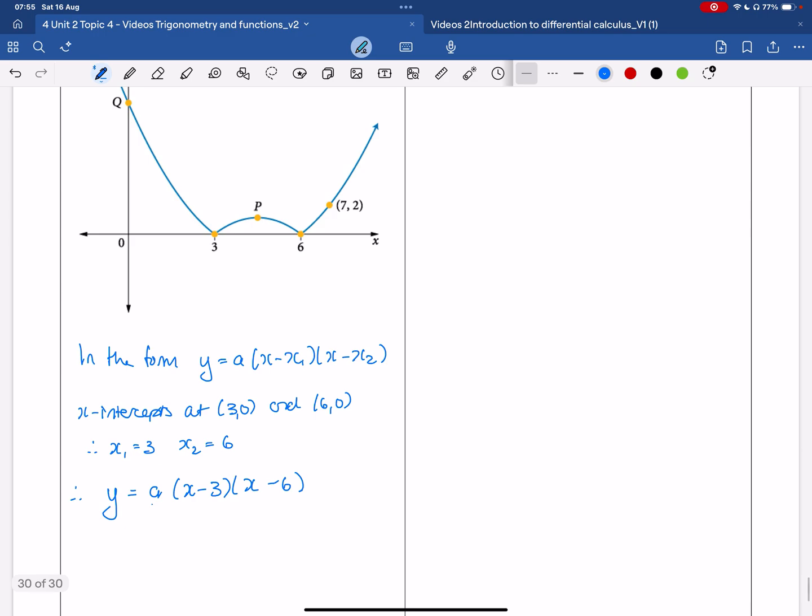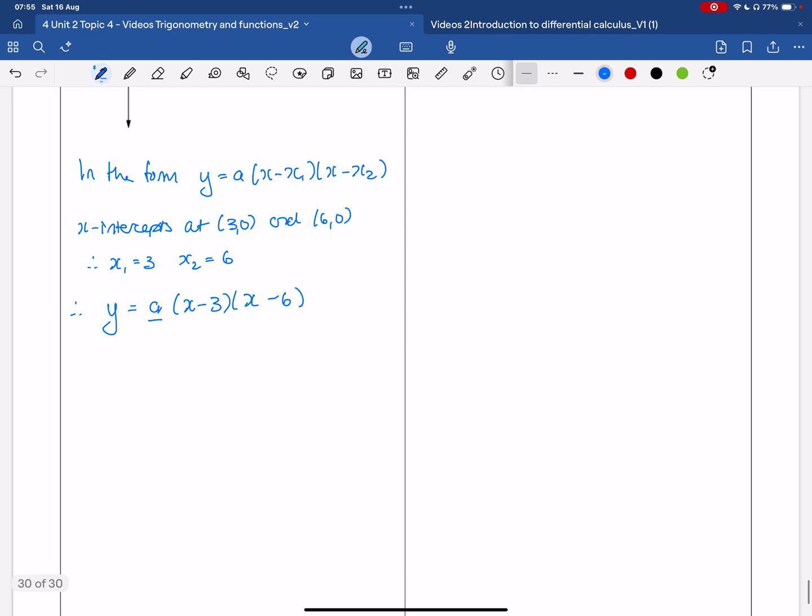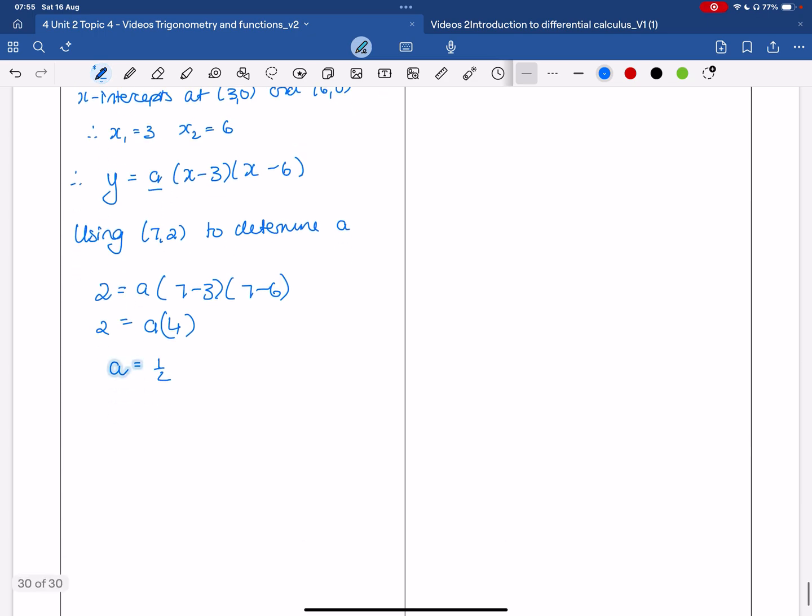And the only thing I really need to know there is my a value. And I've been given another point, (7, 2). So using (7, 2) to determine the a value, I have 2 is a times (7 minus 3)(7 minus 6). So that's going to be 4 times 1, which is 4. And so a is going to be a half. So my original function would have been y equals a half (x minus 3)(x minus 6).